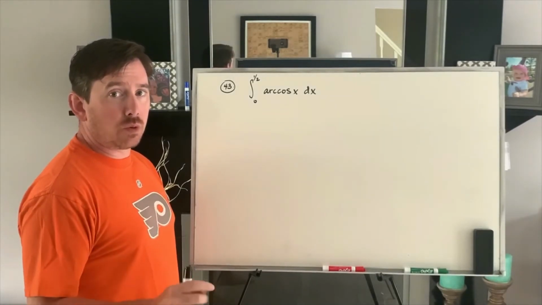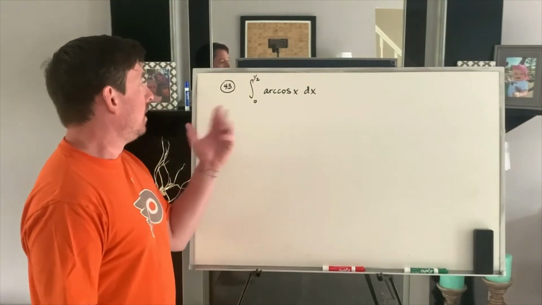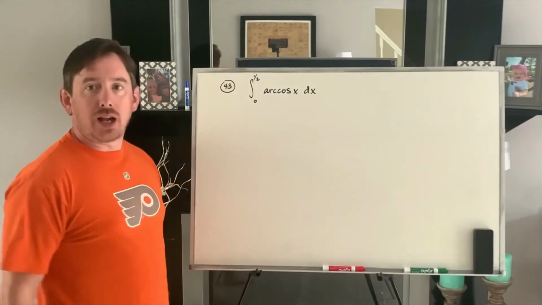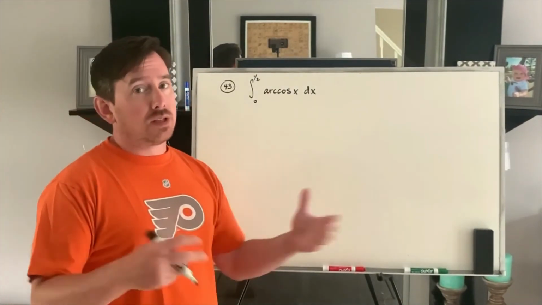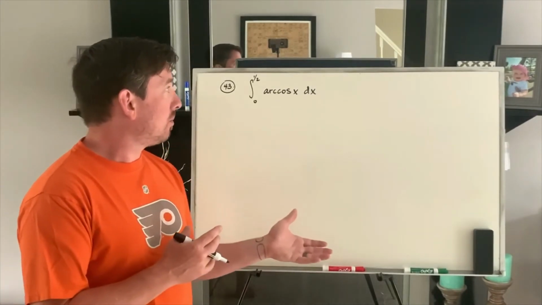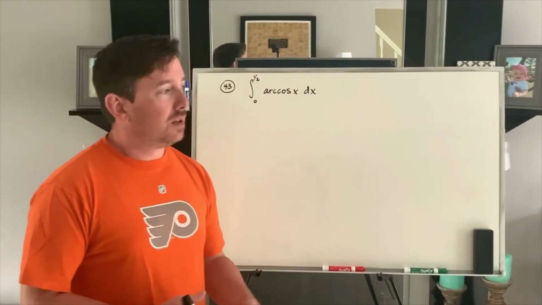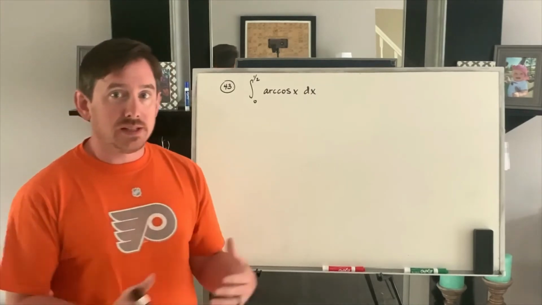Okay, the last request that I got was for number 43. I'm sure the arc cosine is screwing you up. Another problem is there's only one thing here, so kids kind of get a little messed up because they don't realize there really are two things. So you struggle to find a u and a dv.